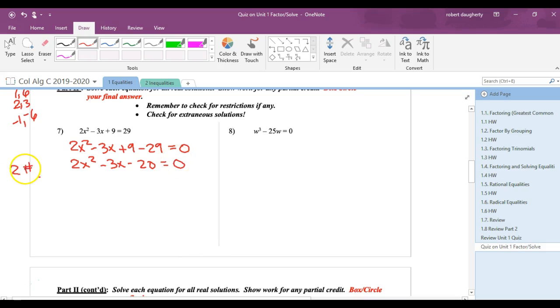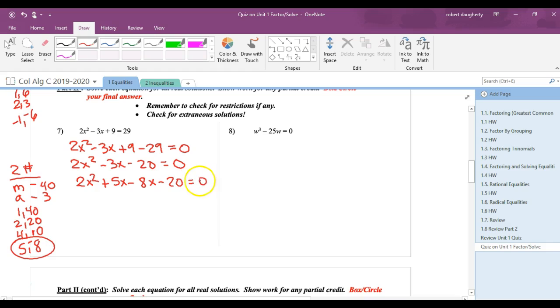I need 2 numbers that multiply to negative 40 and add to negative 3. What are the factors of 40? It's 1 and 40, 2 and 20, 4 and 10. I don't see any way to add those to get a negative 3 yet. 5 and 8. That's going to be it. The difference between those is 3. So if I had a positive 5 and a negative 8, those will multiply to negative 40, add to negative 3. This is 2x squared plus 5x minus 8x minus 20 equals 0.